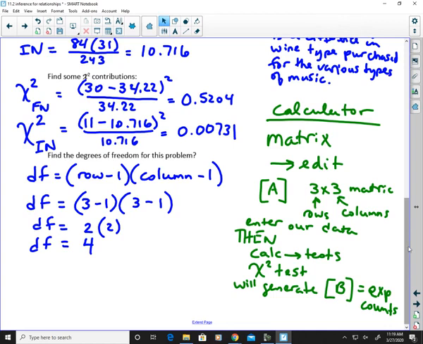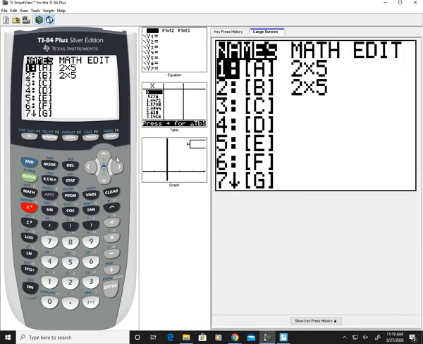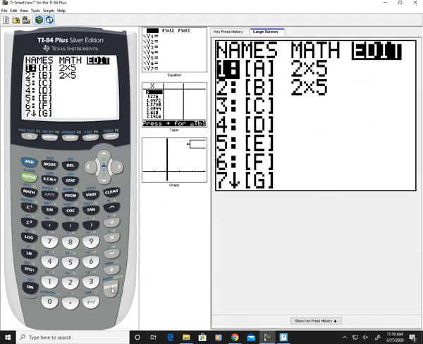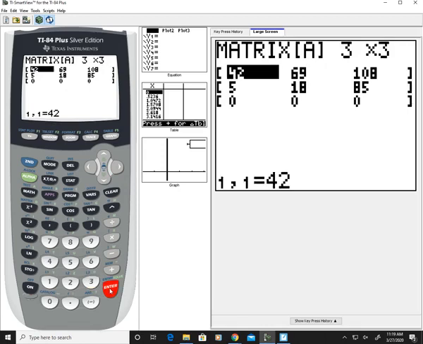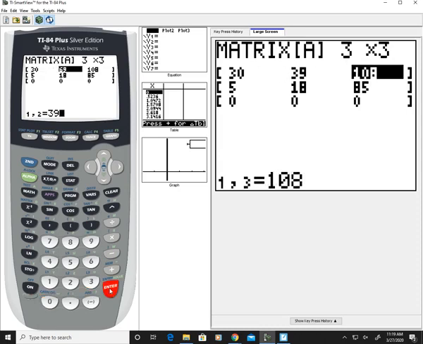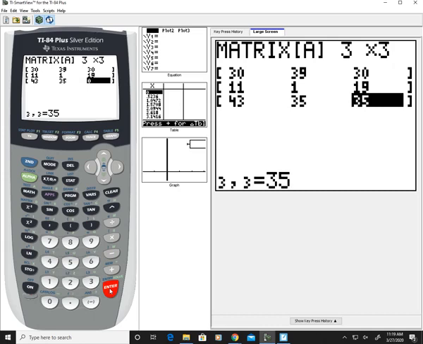So let's see, I don't think I've entered that matrix in yet, so we may have to enter it. Second matrix. No, I didn't enter it in yet. So I go over to edit, and I have to put in the 3 by 3, and see how it automatically makes it to the right size. Now I'm entering my observed counts into my matrix. And now I'm just going to double check that I've entered all those numbers correctly.